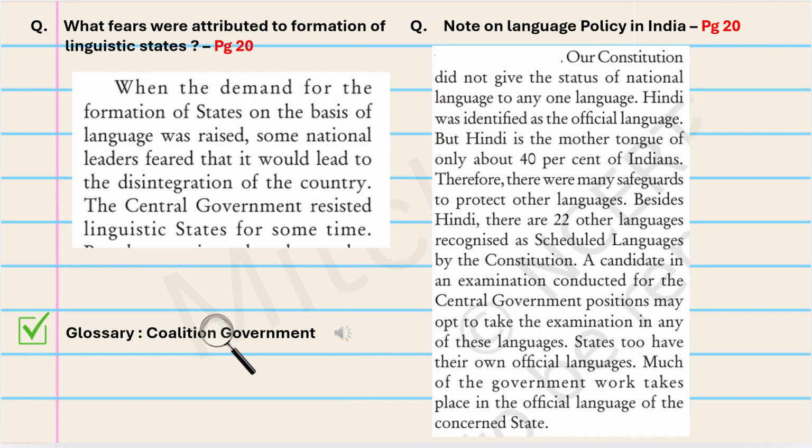What fears were attributed to the formation of linguistic states? And the second question, note on the language policy in India, both on page 20. There's also a glossary on it, so please make sure that you pay attention to the glossary as well.